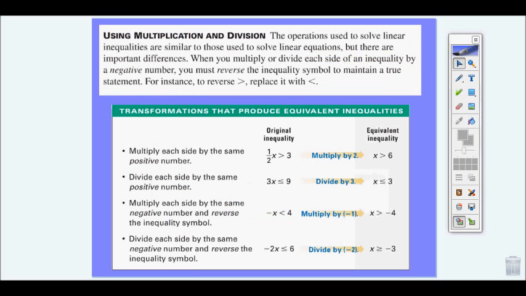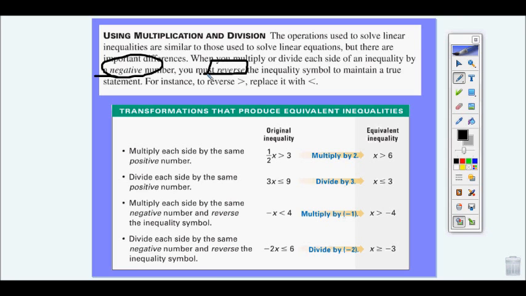All right. Now, moving on to multiplication and division. In multiplication and division, we have one special rule that we have to remember, and that is when you multiply or divide each side of an inequality by a negative number, you need to make sure that you reverse the inequality symbol to make sure that it stays a true statement.